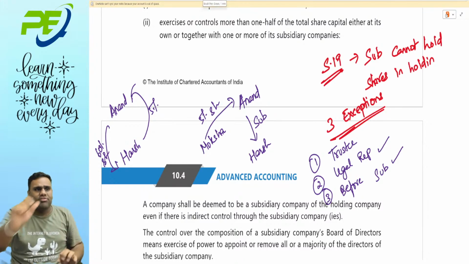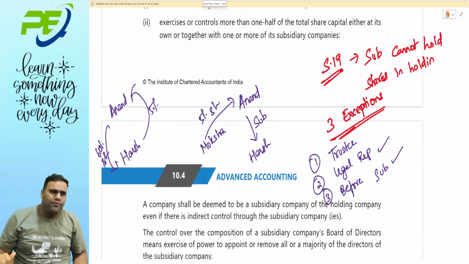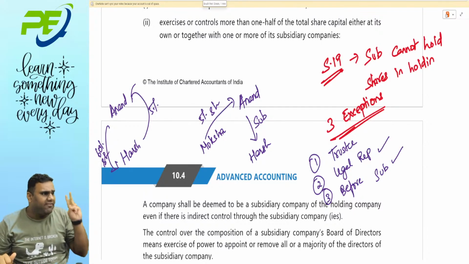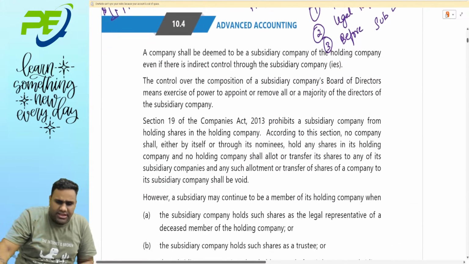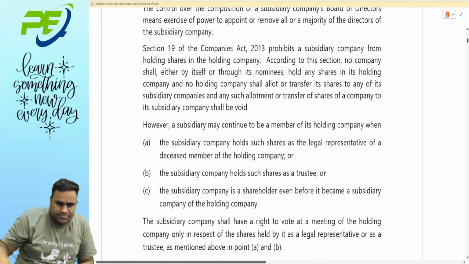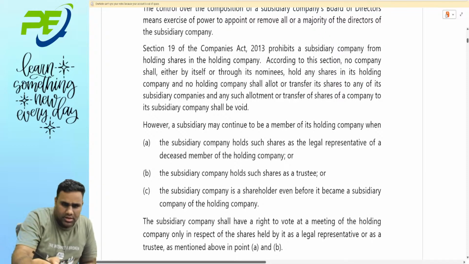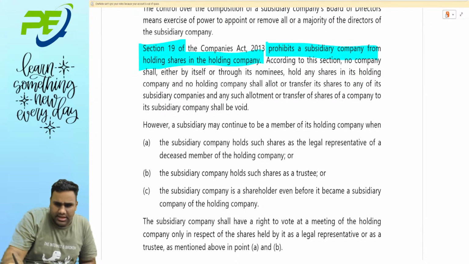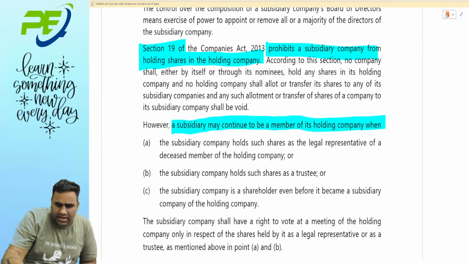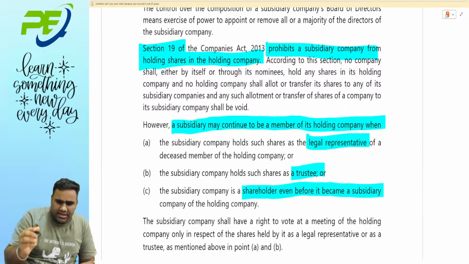So, three exceptions where subsidiary can have shares of holding. First, legal representative. Second, before it becomes a subsidiary. And third, trustees. Everyone, is it clear? So, Section 19 prohibits a subsidiary company from holding shares in holding company. However, a subsidiary may hold shares as legal representative, as trustee, and as a shareholder even before it becomes a subsidiary.